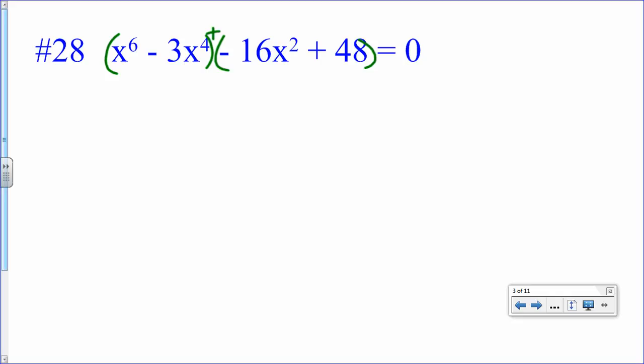So what do I factor out of my first group? X to the fourth, and I get x squared minus 3. What do I factor out of the second group? Good. X squared minus 3.